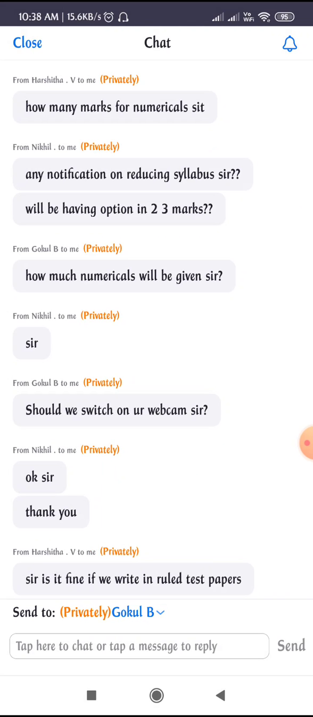Okay, Harshita, it's fine. You can write on ruled A4 size sheet itself. Ruled or unruled doesn't matter, but you need to write the test on A4 size sheet.